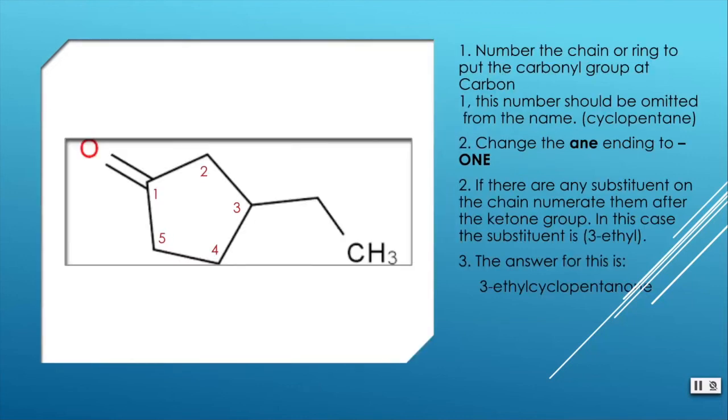1. Number the chain or ring to put the carbonyl group at carbon 1. This number should be omitted from the name, so it is a cyclopentane. Change the -ane ending to -one. 2. If there are any substituents on the carbon chain, enumerate them after the ketone group. In this case, the substituent is 3-acyl. The answer to this is 3-acylcyclopentanone.